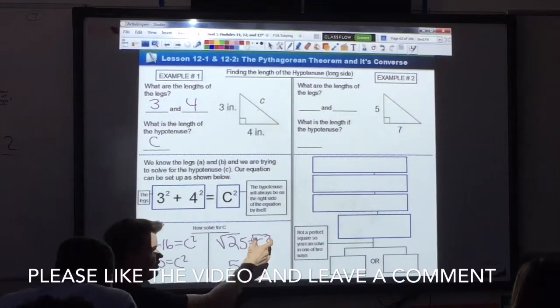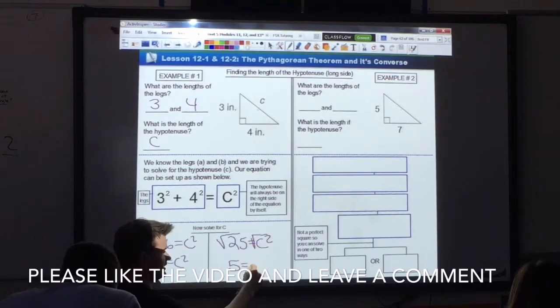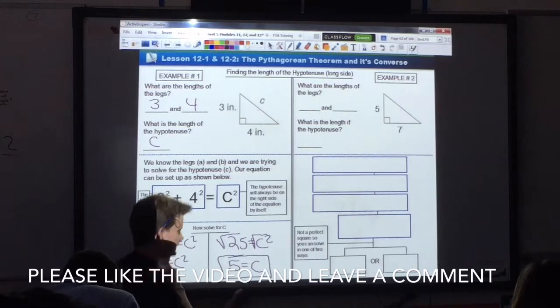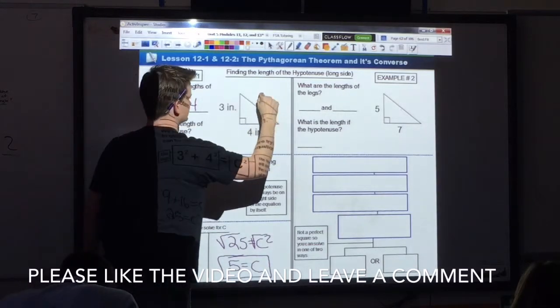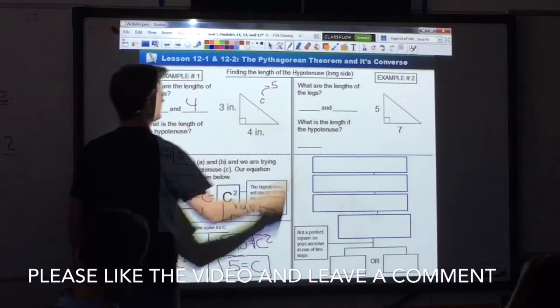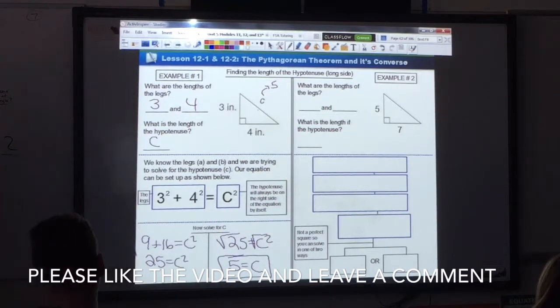That's what we want. So it's no longer c squared. We took the root of it. It's just c, and that's my answer. 5 is equal to c, so that means that this side over here, the hypotenuse, is 5. Does that make sense? Yes, because the hypotenuse is always the longest side. It has to be 5.